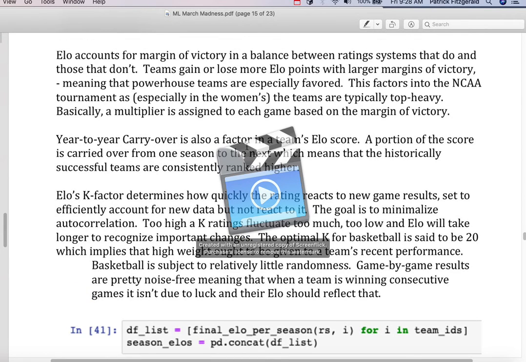Year-to-year carryover is also a factor in teams' ELO score. A portion of the score is carried over from one season to the next, which means that historically successful teams are consistently ranked higher, which is why you're going to see teams like UConn and Tennessee for the women versus, say, Duke and UNC, Kentucky, Kansas in the men's. Those teams are going to have higher ELO scores.